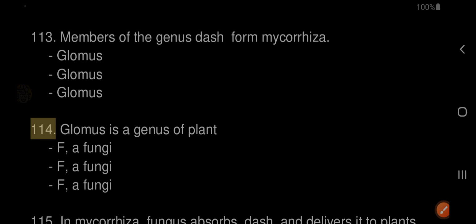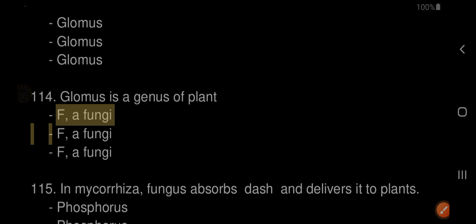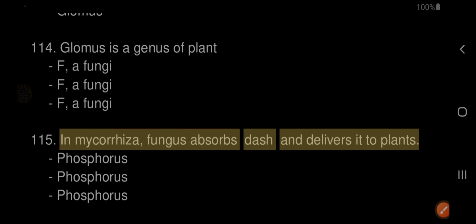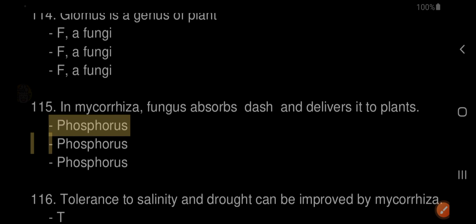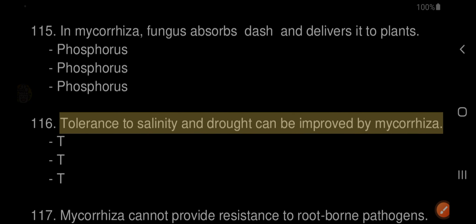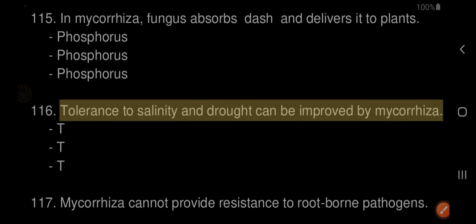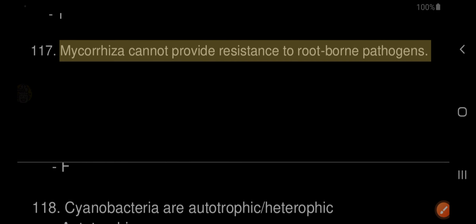114. Glomus is a genus of plant. False. A fungi. 115. In mycorrhiza, fungus absorbs dash and delivers it to plants. Phosphorus. 116. Tolerance to salinity and drought can be improved by mycorrhiza. True. 117. Mycorrhiza cannot provide resistance to root-borne pathogens. False.